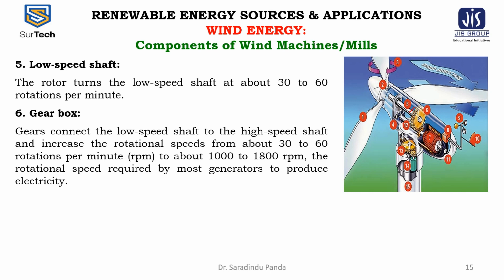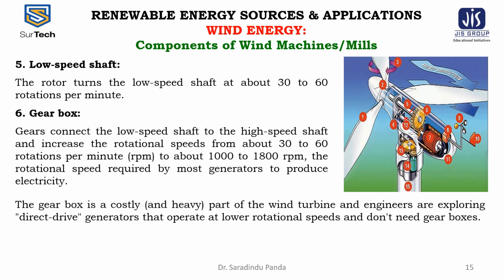The gearbox is the sixth component. This is the gearbox. The gears connect the low speed shaft to the high speed shaft and increase the rotational speed from about 30 to 60 rotations per minute to about 1000 to 1800 rpm, the rotational speed required by most generators to produce the electricity. This is the low speed shaft and this is the high speed shaft. So the gear is connected in between the low speed shaft and the high speed shaft.